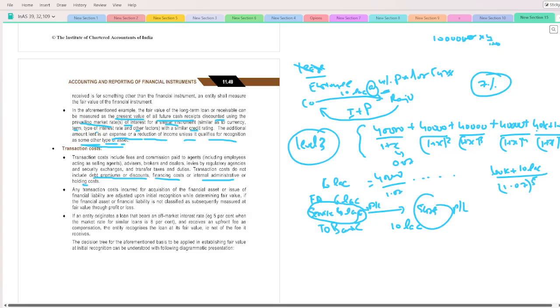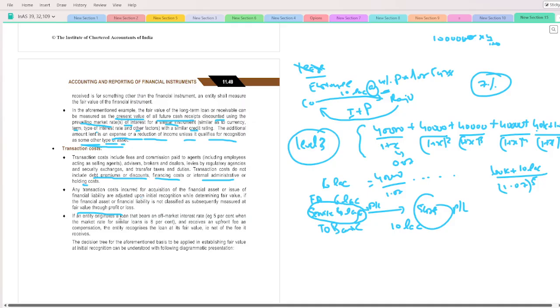Any transaction cost incurred for the acquisition of a financial asset or issue of a financial liability is adjusted upon initial recognition while determining the fair value, if the financial asset or financial liability is not classified as subsequently measured at FVTPL. Yeah, for FVTPL, the transaction cost will be charged to the P&L.